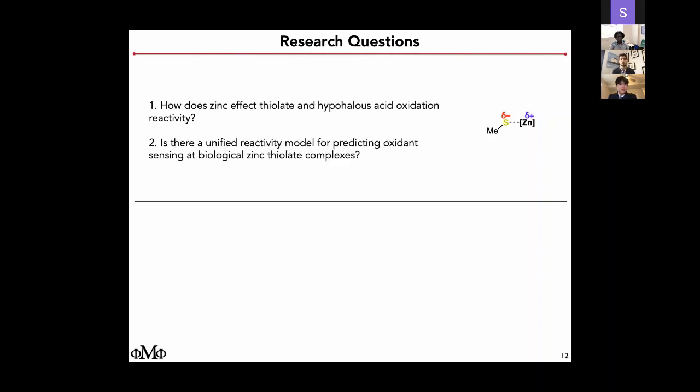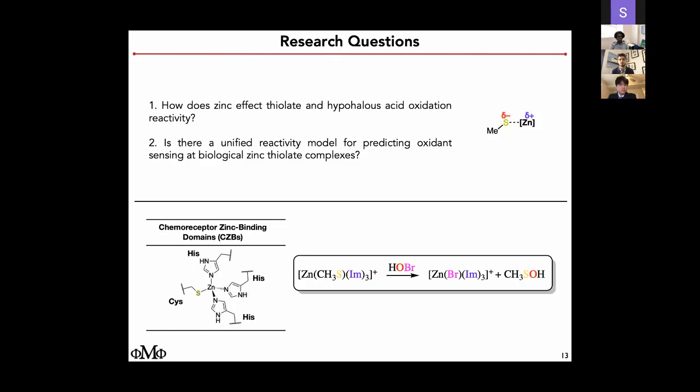And also where our work wants to go: is there a unified reactivity model for predicting oxidant scavenging at these biologically relevant thiolate complexes? So my work will specifically be looking at the chemoreceptor zinc binding domain, with a single cysteine, and reacting with HOBr. This model system will allow us to specifically investigate the reactivity with a single cysteine and presents a great model to proceed with. So as I said, I'll be reacting with HOBr. We'll be able to form our products, the zinc-bound bromide and also our sulfinic acid.